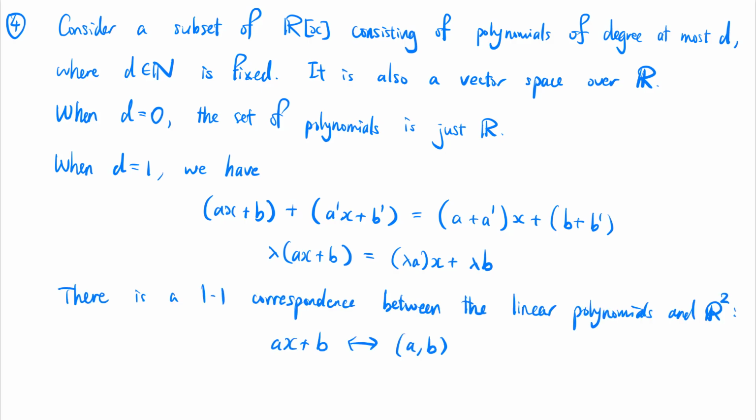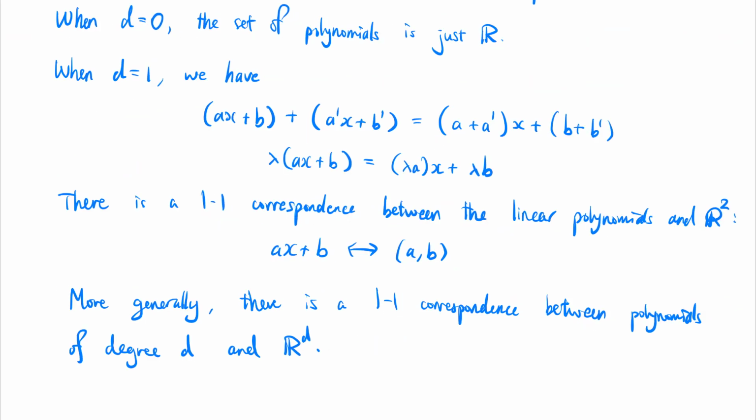We can see that there is a one-to-one correspondence between the linear polynomials and R2, namely, ax plus b corresponds to the ordered pair (a, b). More generally, there is a one-to-one correspondence between polynomials of degree d and R to the d.